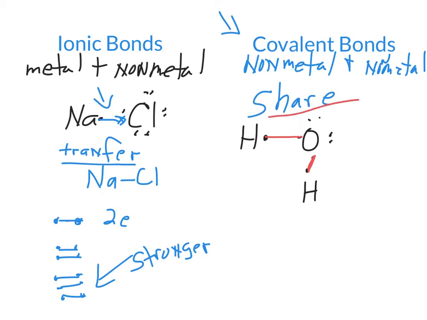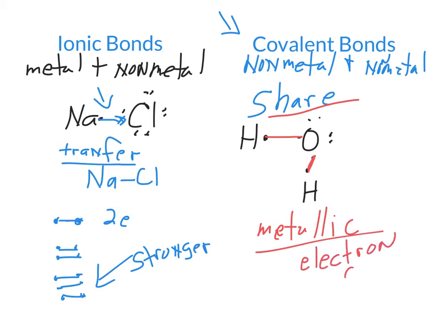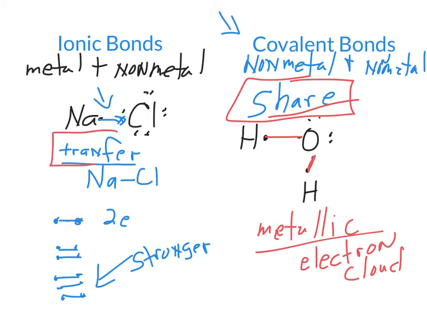Now remember with metallic bonds, which we're really not going to name, but metallic bonds, they have an electron cloud. Okay, so they have a sea of electrons. So the covalent bonds share electrons, the ionic bonds transfer, and the metallic bonds have an electron cloud or an electron sea.